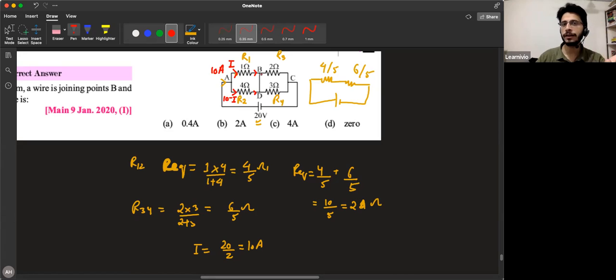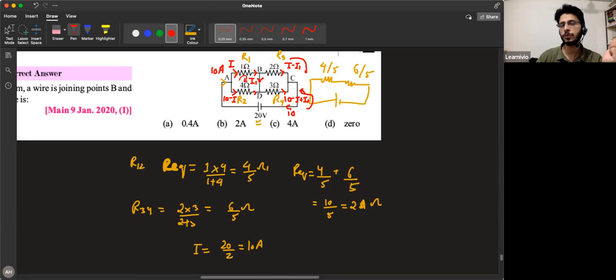Then again this current can divide. This I will again divide into two parts. Let's say some I1 passes here and this I minus I1 passes here. So 10 minus I and I1 will combine here, and when they combine, you will get 10 minus I plus I1. So I minus I1 is coming from here and 10 minus I plus I1 is coming from here. They combine and you get back the same current. So you have two variables. You need this I1. To get the value of this I1, the easiest method is to go for Kirchhoff law.